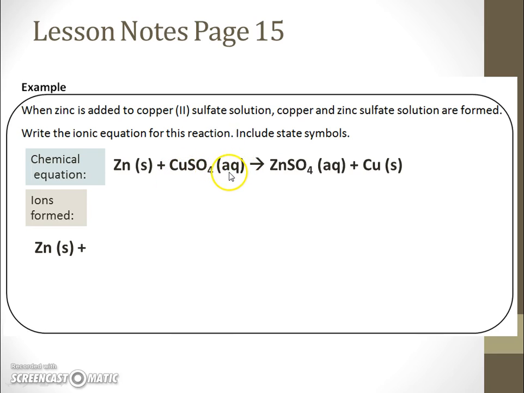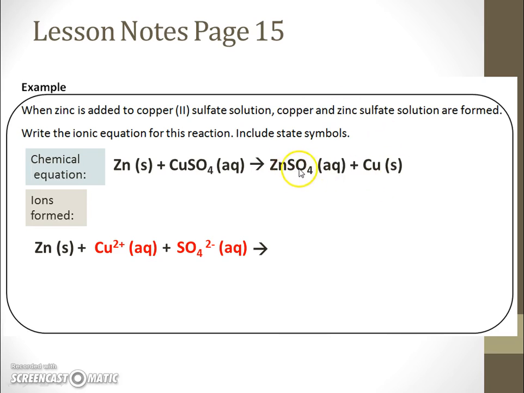Then if you see, CuSO4 is in aqueous state. So here, anything that is aqueous, you must put them into ions. So copper, in this case, is Cu2+. So you put aq. Then you break it up and you put a plus sign. This is sulfate. So you put the sulfate ion in aqueous state. Then you move on to put the arrow.